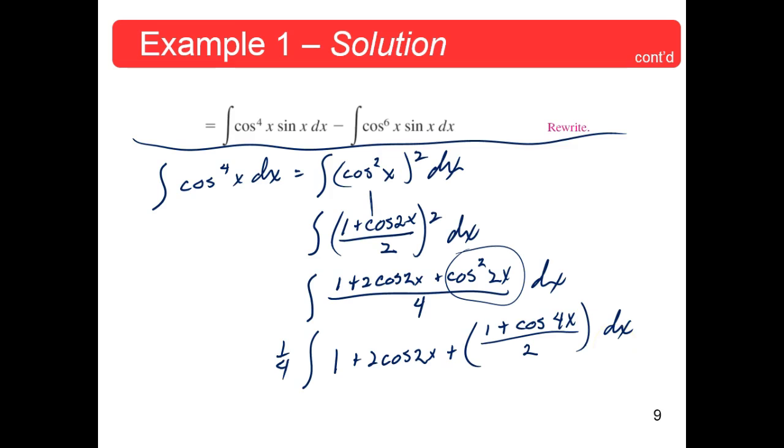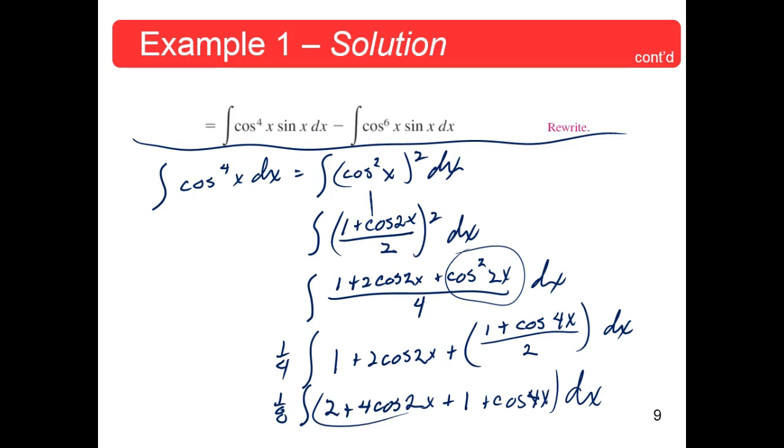Okay. Now, I don't especially care for that denominator. Okay? So I'm going to take out that 2, but in the process I've got to double these others, so this will be 1/8 the integral of 2 plus 4 cosine 2x, because if I'm taking out a 1/2, I have to double that numerator as well, plus 1 plus cosine 4x, if I could write all that, dx.